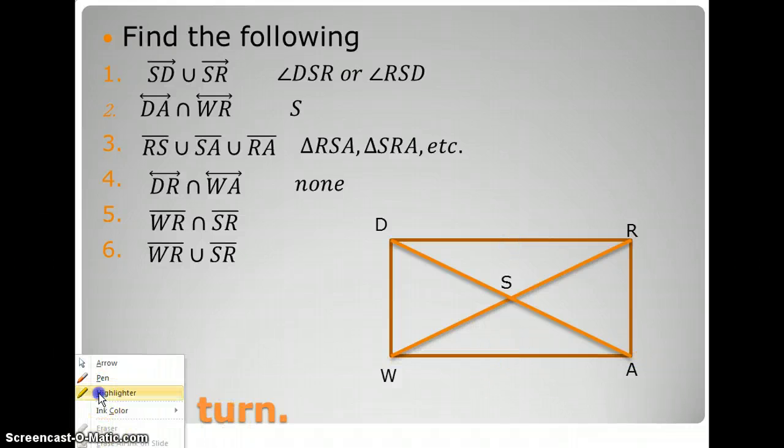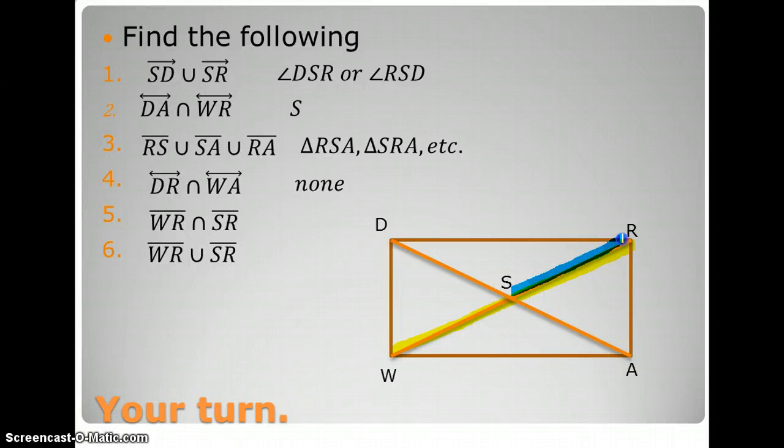And then the last 2 I think are the more challenging ones. We have the intersection of WR and SR. So I've got WR highlighted, now I've got SR highlighted. I'm looking for what they have in common. What they have in common is this segment right here. And that's segment SR. Notice it's a segment, it's got a beginning and an end.